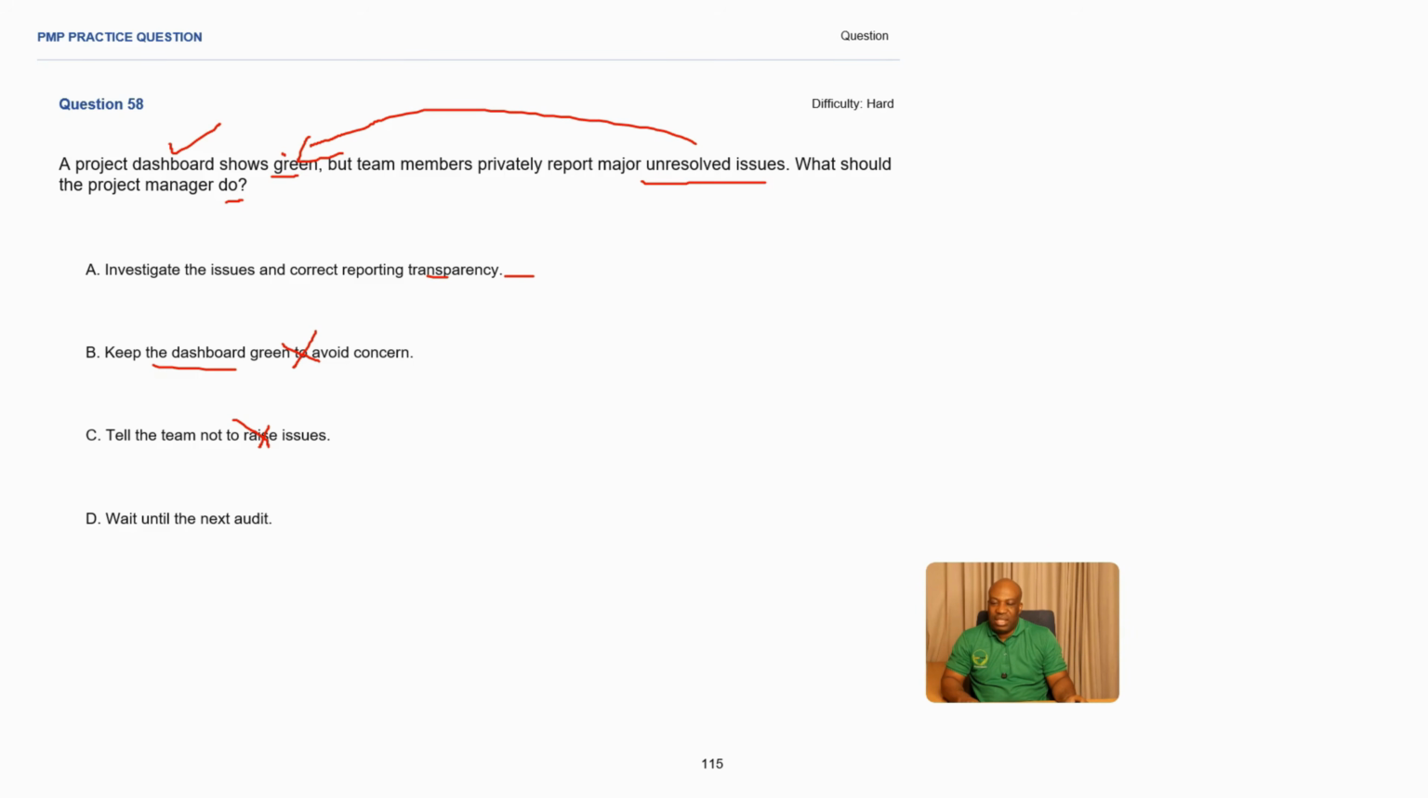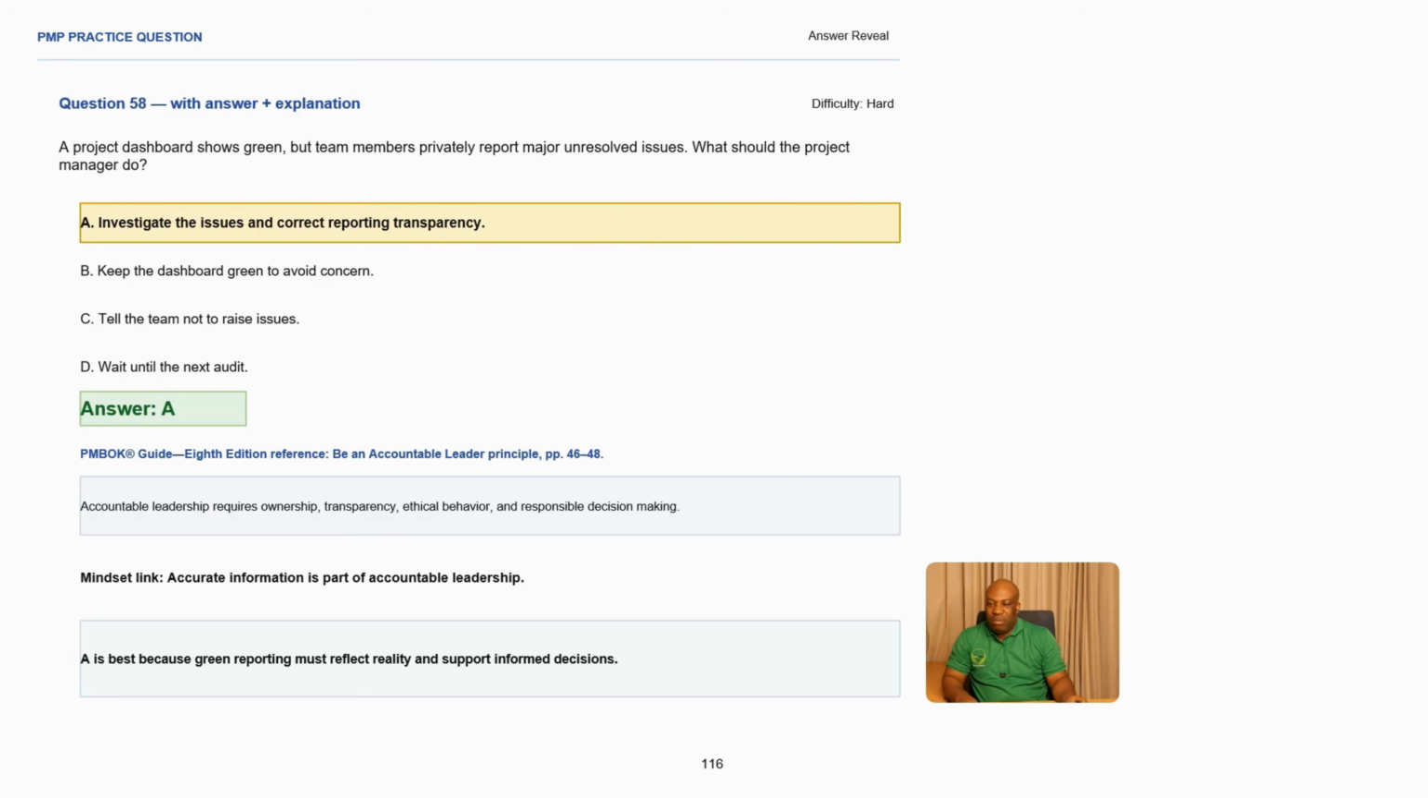Wait until the next audit. If you see wait in any exam question, it means you're also delaying the project. Most likely, you're also delaying the project. So we don't want to delay any project, making this one incorrect answer. So the best answer here is A. Okay, investigate the issues and correct reporting transparency. All right, which means unresolved issues you still need to report them. Okay, green you still need to change it accordingly. If it's supposed to be red, you make it red. If it's supposed to be amber, you make it amber.